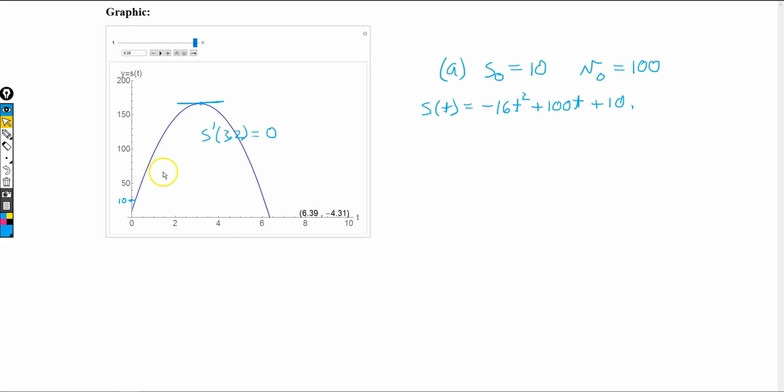Alright, so that's graphically what's going on. Just keep in mind that this blue curve is not the path of the ball. The path of the ball, it just goes up and comes back down. This is just a graph of the s of t function. Alright, now let's go back to our other slide.